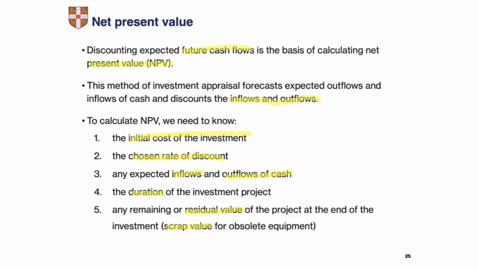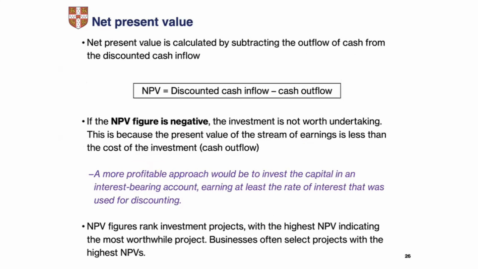So if we have all these things, then we can calculate net present value, which is very intuitive, like I say, for a lot of the formulas that we've looked at. Net present value is the discounted cash inflows, and we understand what we mean by discounted cash inflows now, minus the cost of the investment, which is the cash outflow.